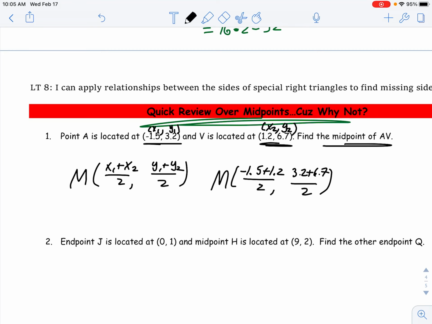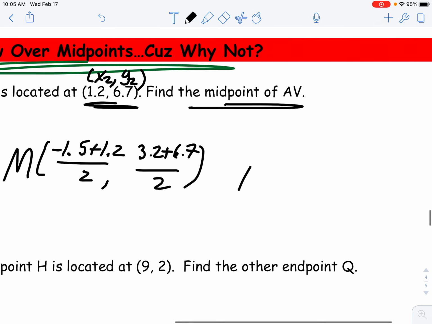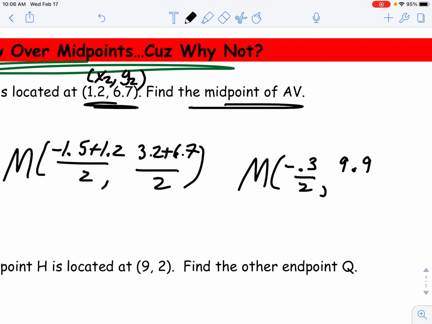Technically, you should be able to do this problem. However, you might have forgot. And then we just got to be very careful when we add these decimals together, positives and negatives and stuff like that. And then simplify, we'll get negative 0.3 divided by 2, negative 1, oops. And then 9.9 divided by 2.